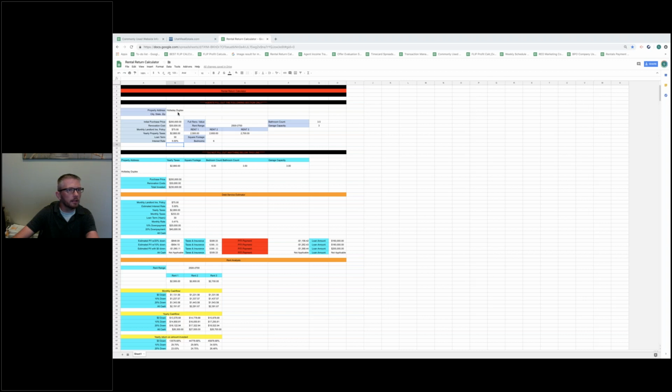Let's actually look at this real quick. I'm going to play with some numbers. This top section between the two black lines is the only thing you have to fill out. So let's say we have our initial purchase price. If I remember right, it was $400,000. It was a side-by-side duplex, and we determined that each side would rent for about $1,300 a month. We determined that it did need about $30,000 in renovation costs.